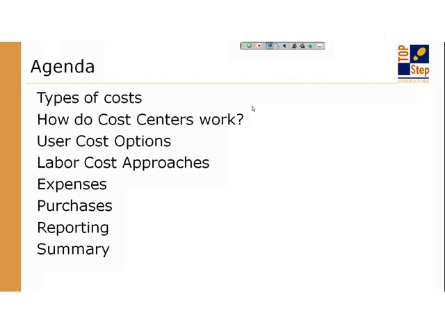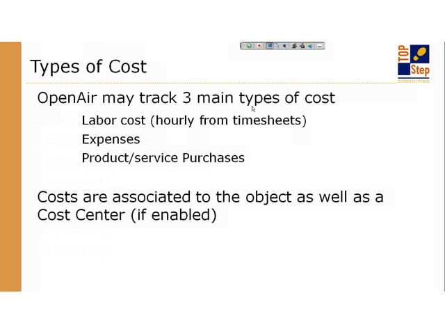So the types of costs in OpenAir, this is not surprising to many of you. There are three main types of costs. There's labor cost, people putting hours into the system. There are expenses, travel expenses, maybe reimbursable expenses, phone charges, things like that. And then there are products or services, which could be purchases.